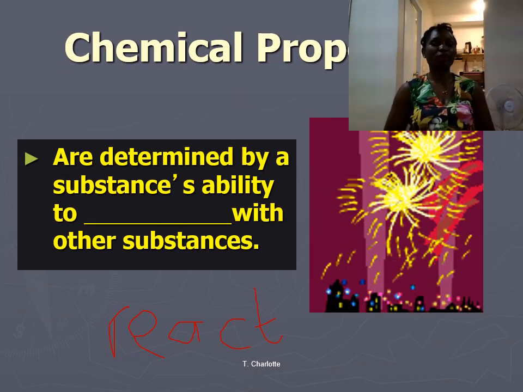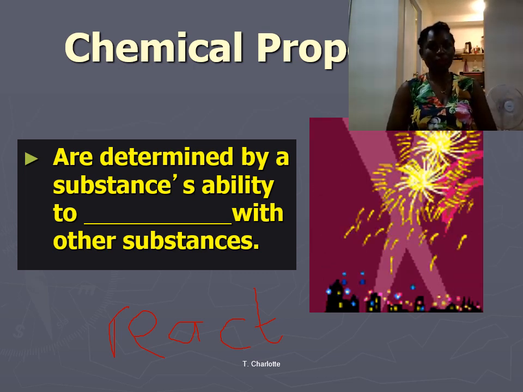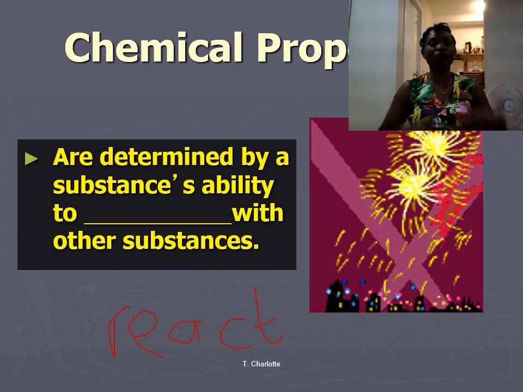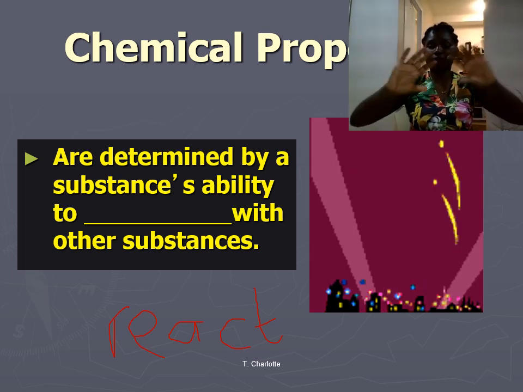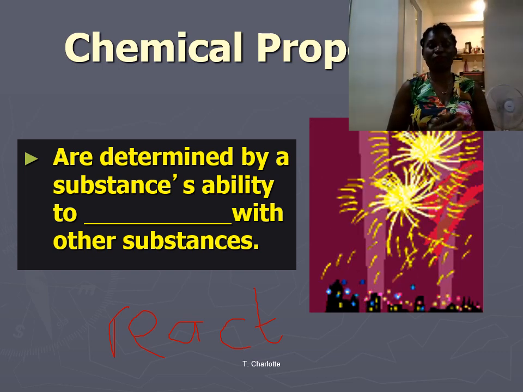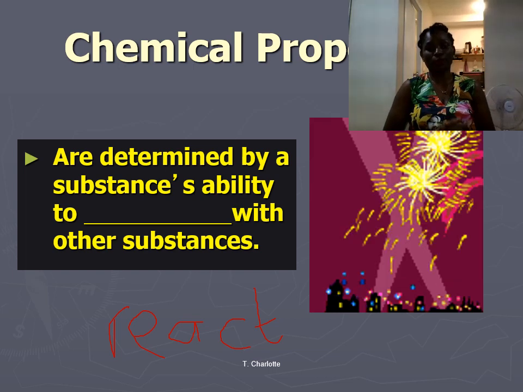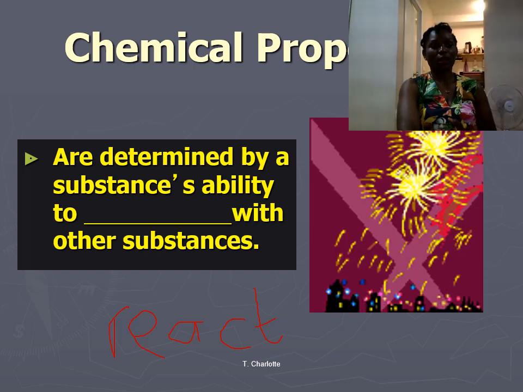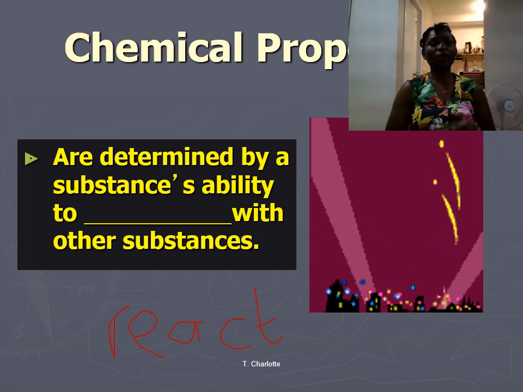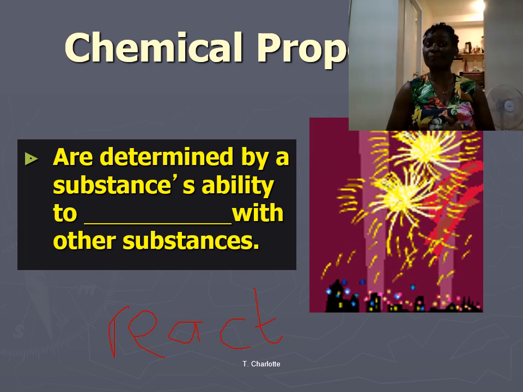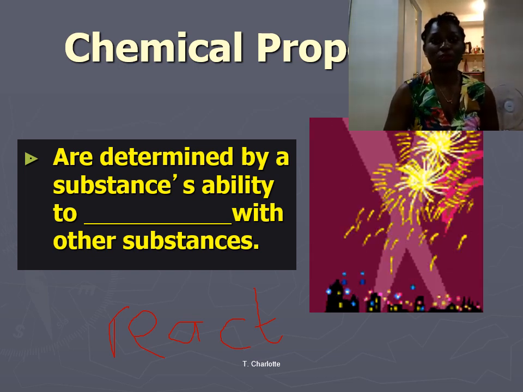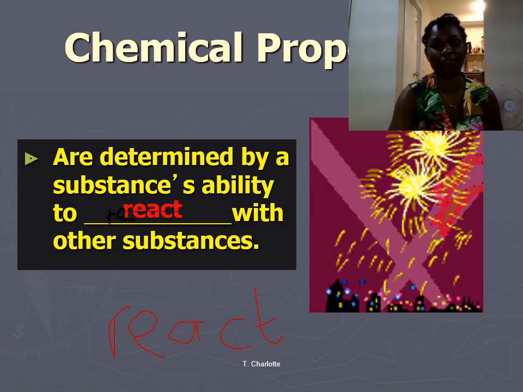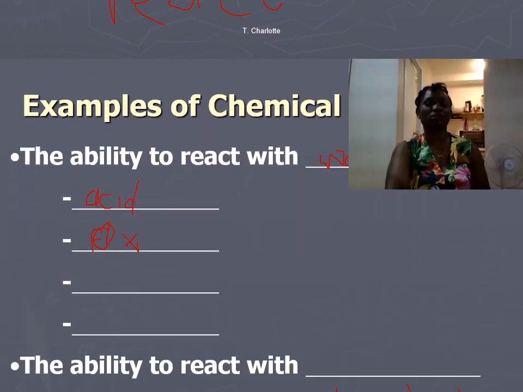So, back to chemical properties. Remember, chemical properties refer to how objects react, how they would behave when they are joined together with other objects. That gives you their chemical properties. All right, so looking at this little thing that we have over here, can you see that? Chemical properties are determined by a substance's ability to react with other objects.